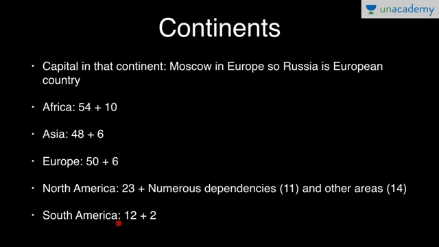Then South America has 12 nations, plus there are two others. What are these two? As I've already told you, the 12 countries include Bolivia, Brazil, etc., and the two include French Guiana, plus the Falkland Islands, which are disputed between Argentina and the United Kingdom.